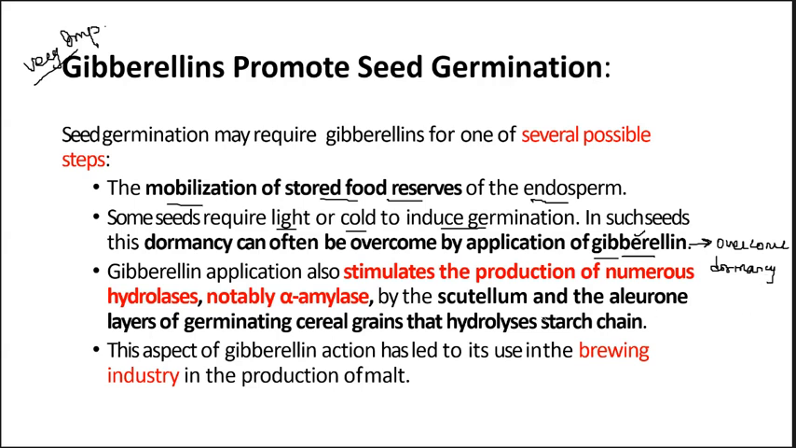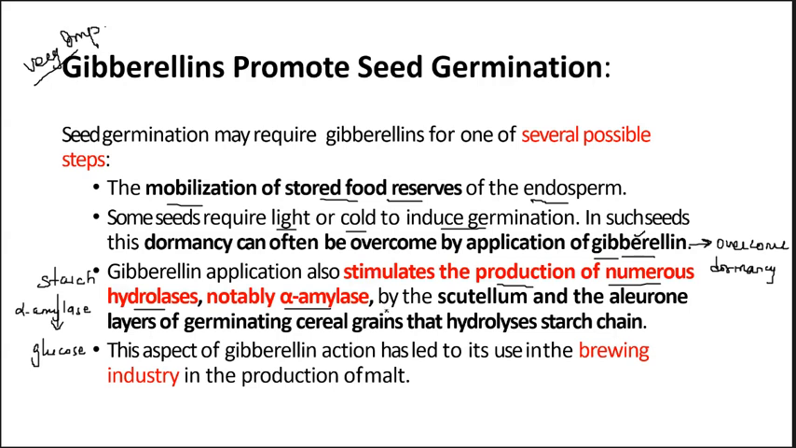So in that case, what does gibberellin do? Gibberellin helps in the production of numerous hydrolases, for example, alpha amylase. Starch is broken down to the soluble sugar, which is glucose, by alpha amylase, and gibberellin helps in the production of alpha amylase. Okay, this is how it helps in germination.